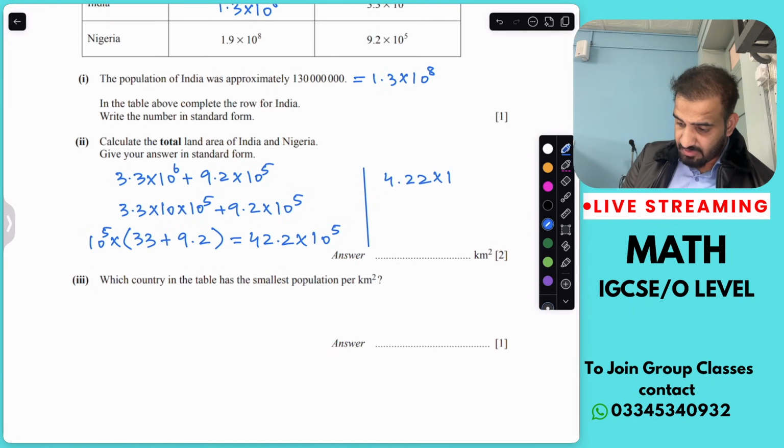It becomes 4.22 cross 10 raised to power 6.